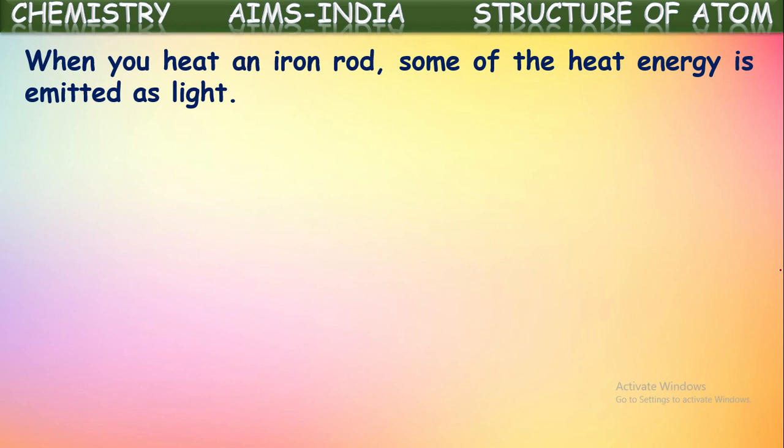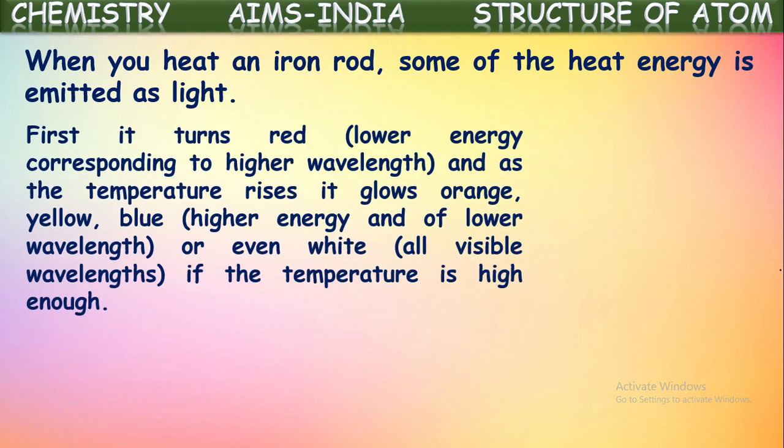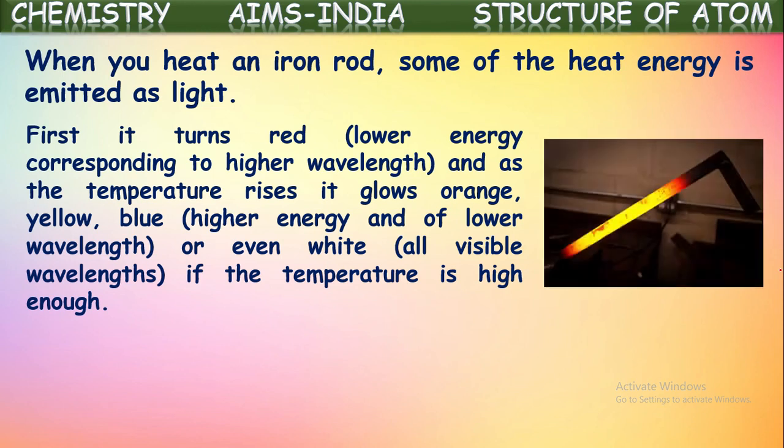When you heat an iron rod, some of the heat energy is emitted as light. What happens when you heat an iron rod? First, it turns red. See here, it is red in color. And as the temperature rises, it glows orange. Slowly the color changes to orange and then yellow. Finally, if you heat it at very high temperatures, it goes to blue, and after reaching higher energy it converts to white color as well.